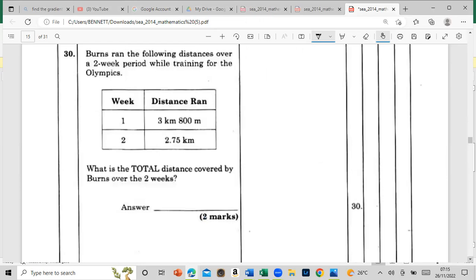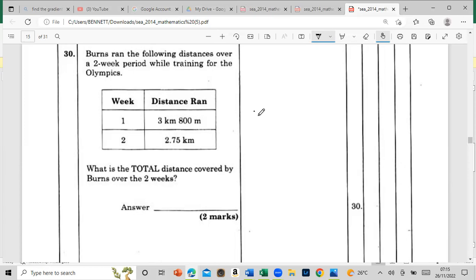I'm going to do part two. All right, so let's see what it says now. Burns ran the following distance over a 2-week period while training for the Olympics. Week one, he ran a total distance of 3 kilometers, 800 meters. And week two, 2.75 kilometers. What is the total covered by Burns over the 2 weeks? I'm assuming they were in kilometers.